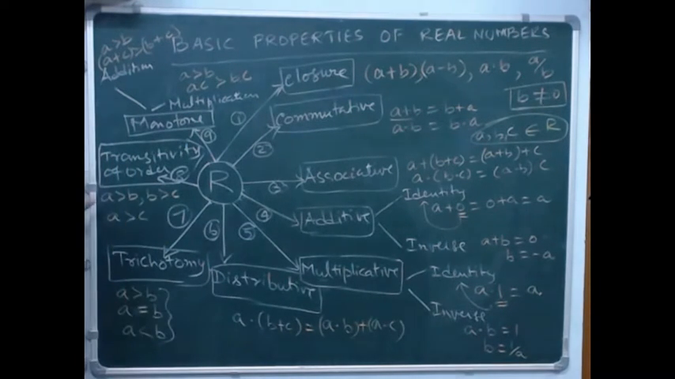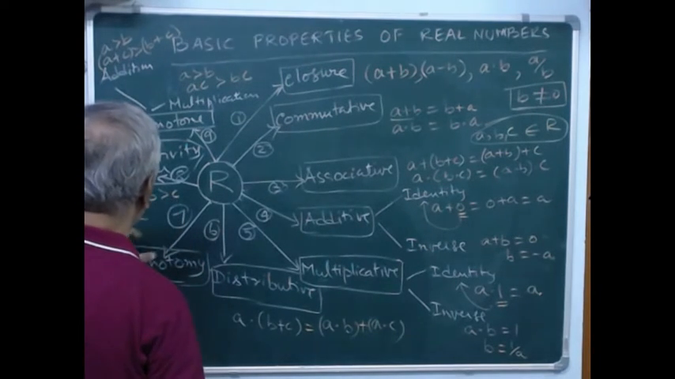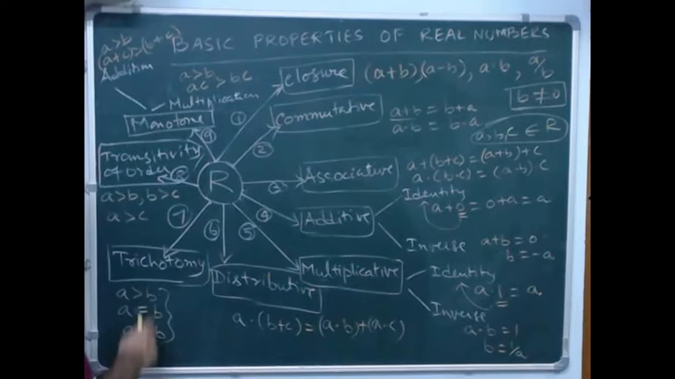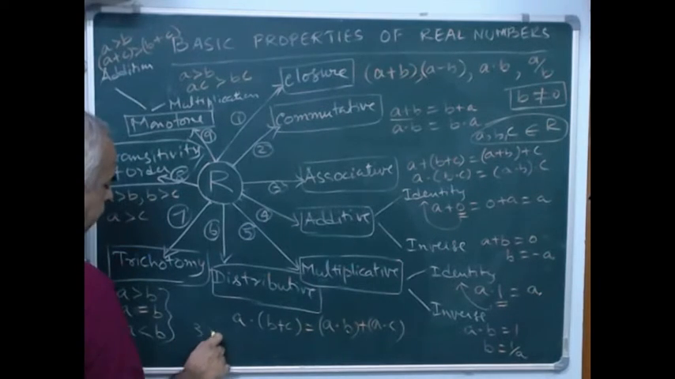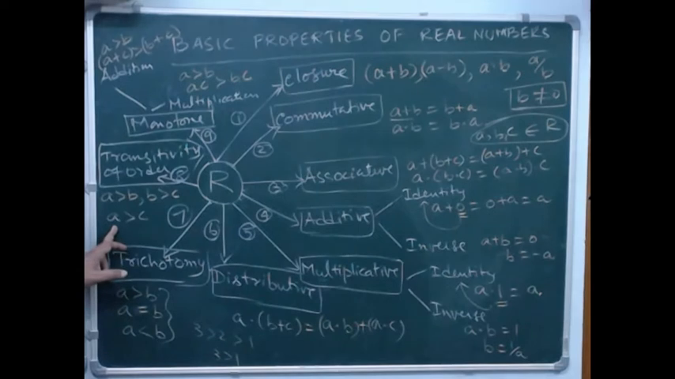And transitivity of order, for example, A is greater than B, B is greater than C. In that case, A is greater than C. For example, let me say 3 is greater than 2, 2 is greater than 1. Definitely 3 is greater than 1. And that's why it's called transitivity of order.